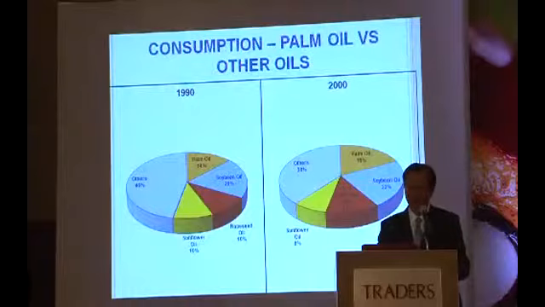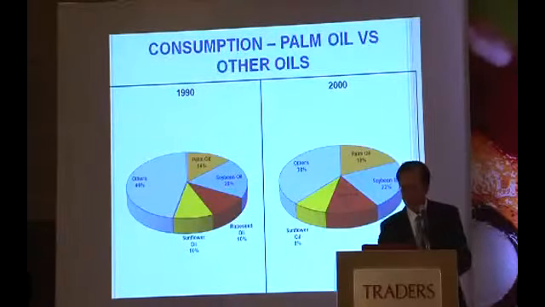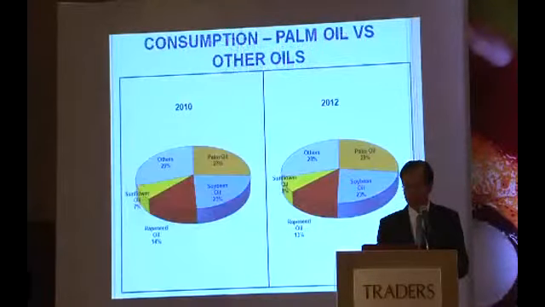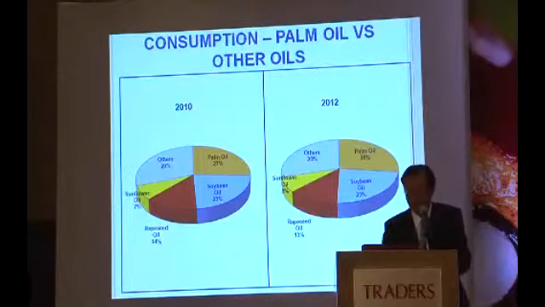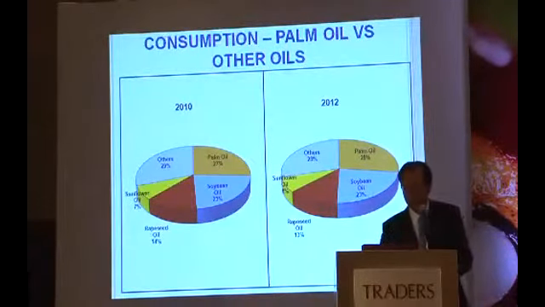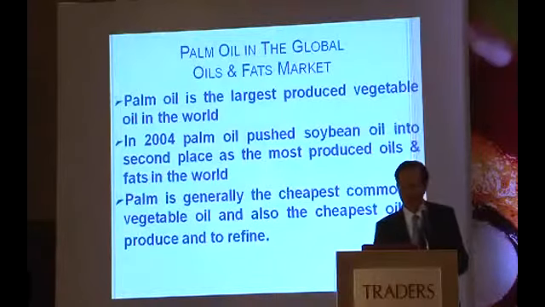And the main oils consumed, as you can see, is already favoring palm, also mentioned by previous speakers. In 1990 palm oil was not a major oil consumed. It was only 14%. Later it grew to 19%, and subsequently in 2010, 27%, and now in 2012, 28%. So it becomes the largest in terms of market share.